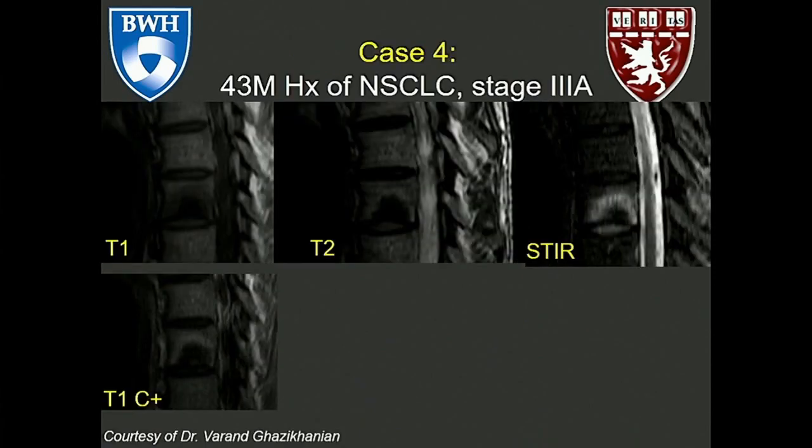All right, next case here, courtesy of one of my colleagues. This is another spine lesion MRI. This is a 43-year-old male with a history of non-small cell lung cancer, stage 3A at the time of diagnosis. And again, we get a lot of outside referrals to our cancer program. So here's an example where we have our T1 and T2 images along with the STIR on an MRI, and this is our pre and post contrast T1 images.